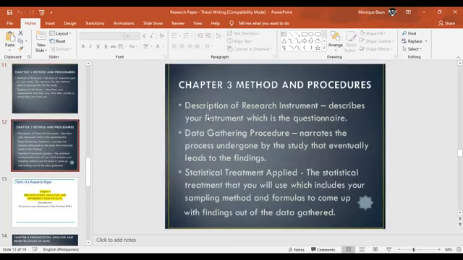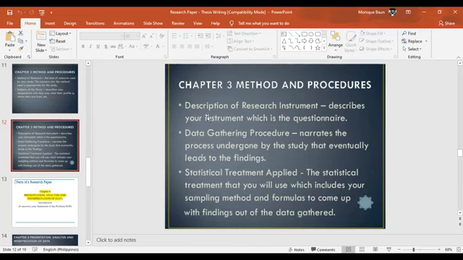Next, we have the description of your research instrument, or the data gathering instrument. These are the materials that you will be using, such as the questionnaire, your mobile phone, or your recording. Then we have the data gathering procedure. It narrates the process undergone by the study that eventually leads to the findings. It narrates the story, the process of gathering the data.